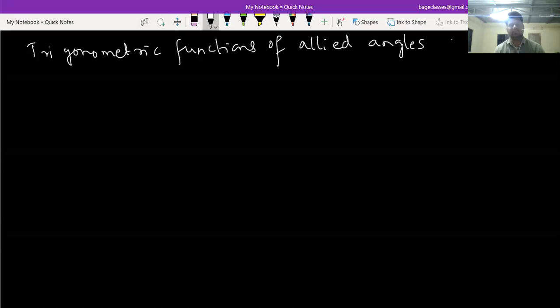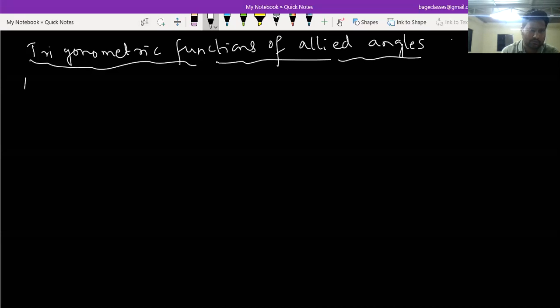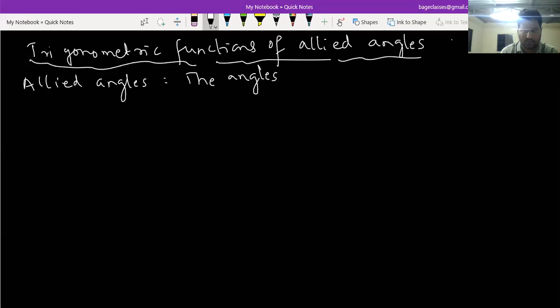First of all, we see the definition of allied angles. What is meant by allied angles? Allied angles are nothing but the angles n pi by 2 plus or minus theta. These angles are called allied angles. Theta is some acute angle.